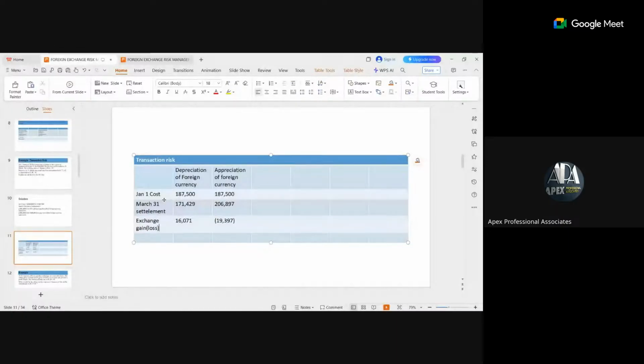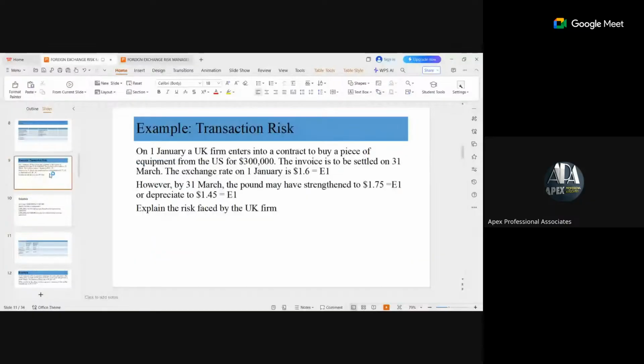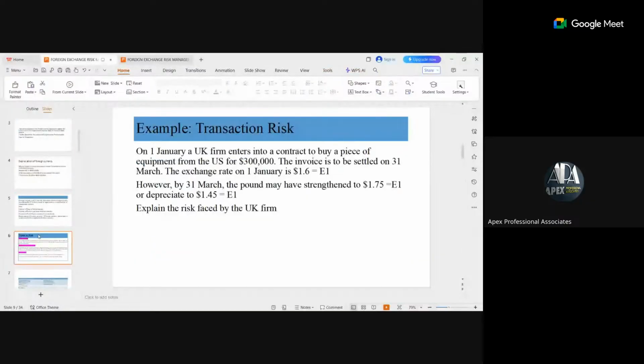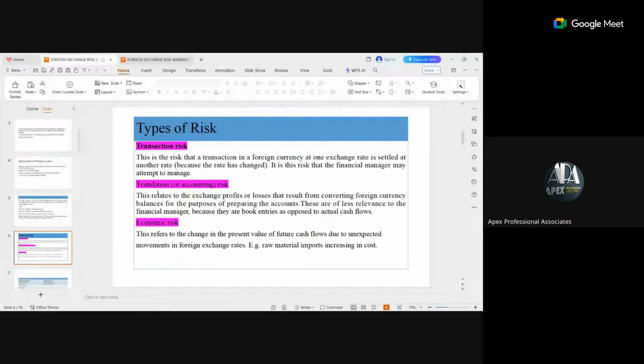And also, we can have a case of translation risk. The translation risk relates to the exchange profits or losses that result from converting foreign currency balances for the purpose of preparing the accounts. These are of less relevance to financial management because they are book entries as opposed to actual cash flows. Yes, these are just for accounting purposes.